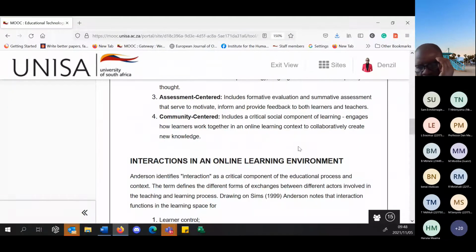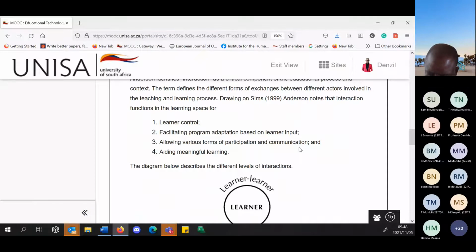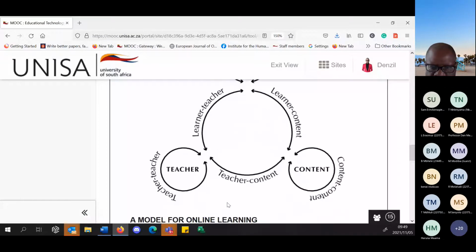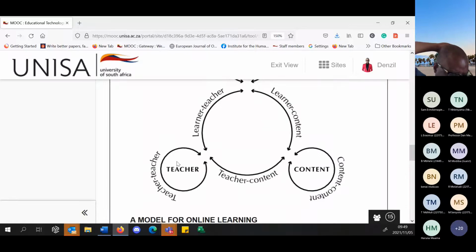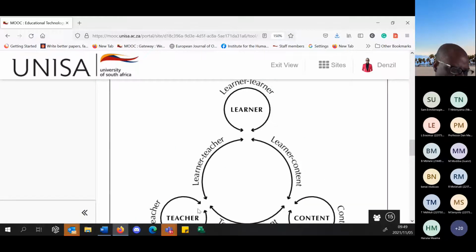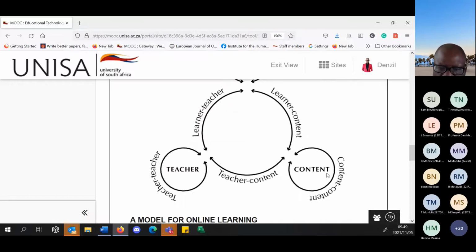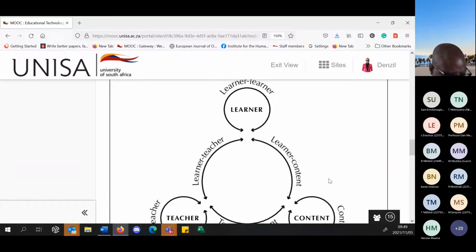And he talks about the function of learner-based learner control, facilitating the program adaptation of the learner input, allowing for various forms of participation and communication, and aiding meaningful learning. Now, this is quite an interesting diagram because it talks about the different elements, right? So you've got the teacher, the content, and the learner. It shows how the cycle works, where the teacher engages with the learner, the learner engages with the content, and the teacher engages with the content. So there's this kind of three-way engagement.